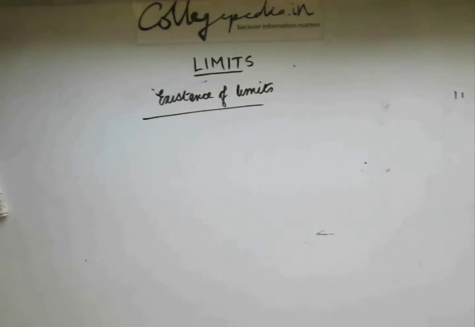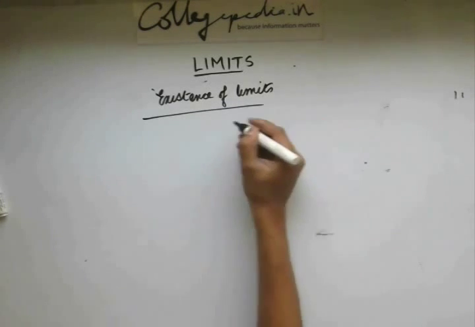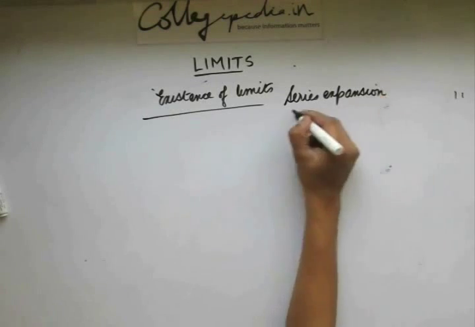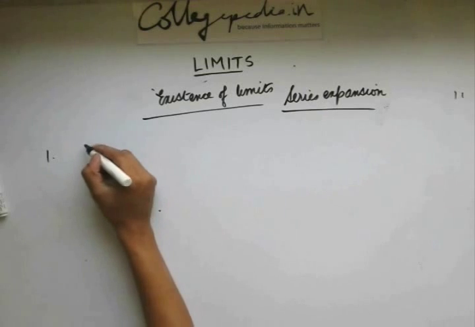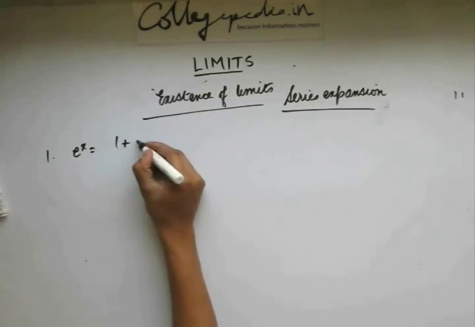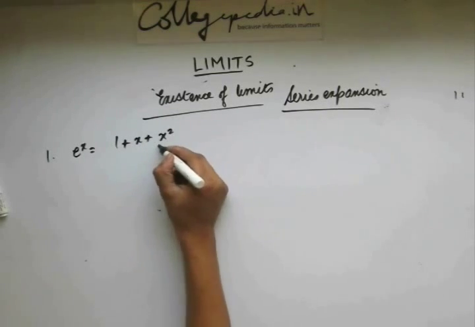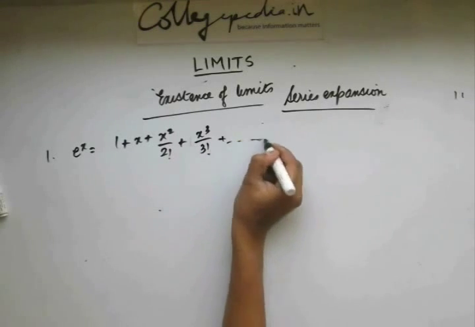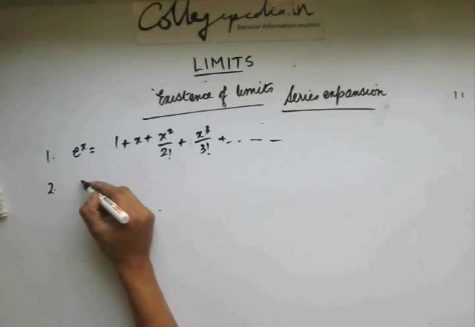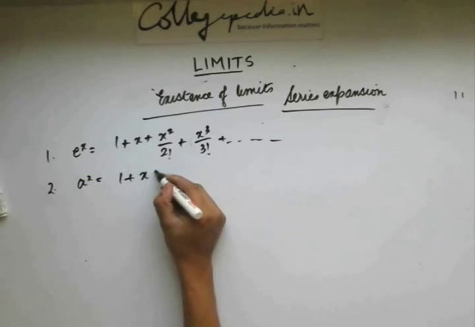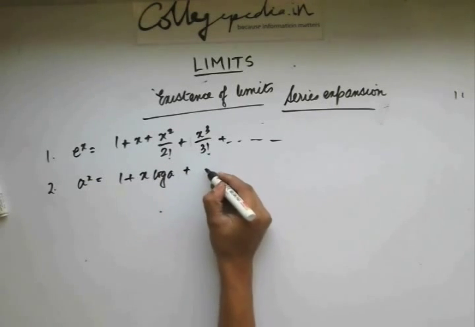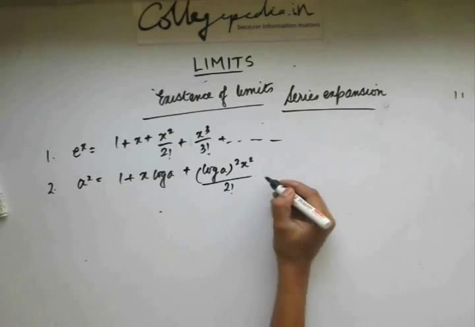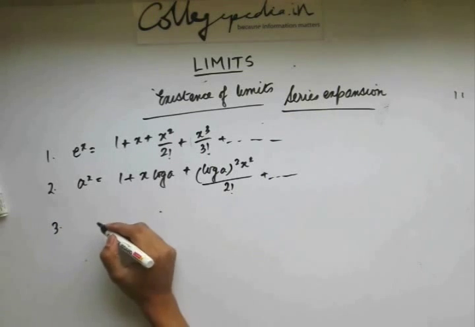Now, before we start off with this topic, that is existence of limits, there are a few important series expansions you should remember. So let's discuss those first. The first one is the expansion of e to the power x, which is equal to 1 plus x plus x square by 2 factorial, and this goes on. The second is of a to the power x, which is equal to 1 plus x log a, and so on. These expansions you'll get in any standard book. So either you can have a look at these formulas now, or you can just refer to your book.